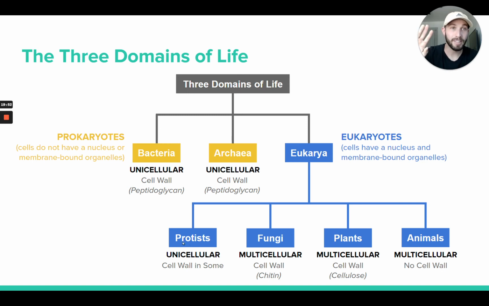And then there's protists. A lot of students don't know about protists, but when I say protist, I'm talking about single-celled organisms that are eukaryotic. So the whole organism is one cell, but it's actually made of a eukaryotic cell, not a prokaryotic cell. So this falls into this grouping too.